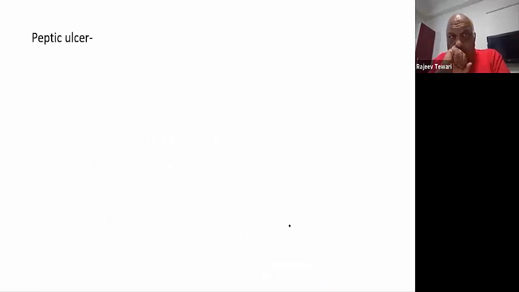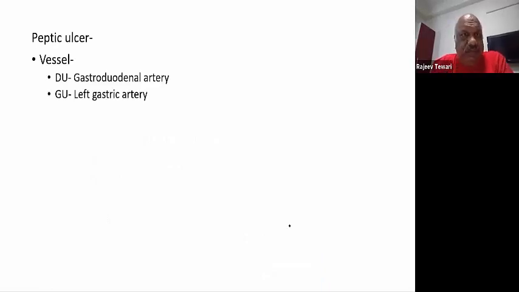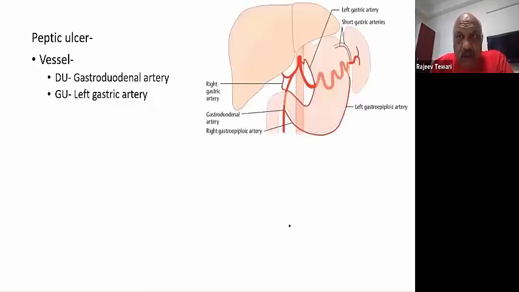Next slide. Now coming to peptic ulcer. Which vessel bleeds in peptic ulcer? In duodenal ulcer, the vessel is the gastroduodenal artery. In gastric ulcer, the artery is the left gastric artery. Next slide.